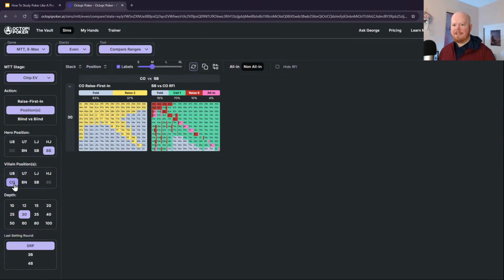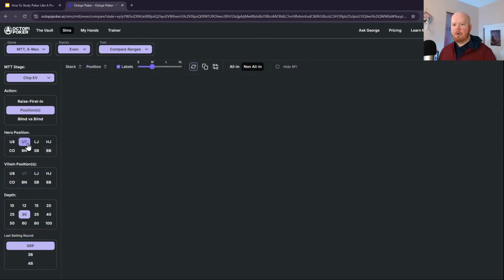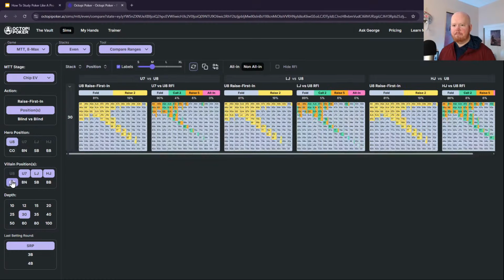We want to look at, let's say we're actually going to put hero in, we're going to put villain in under the gun 8, but it's going to serve as the hero here. And we're going to look at all of the positions facing under the gun 8 here. And we're just going to look at 30 big blinds. So we're not actually comparing it with another stack.